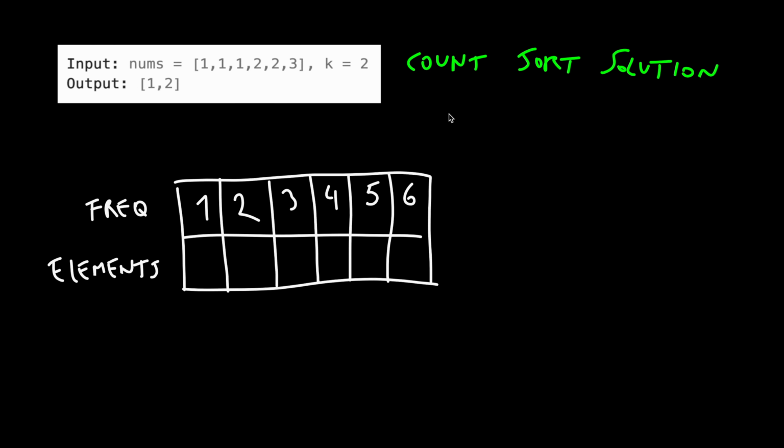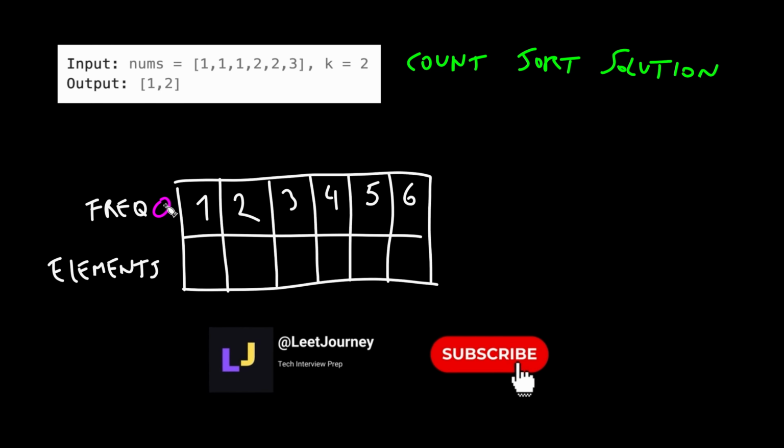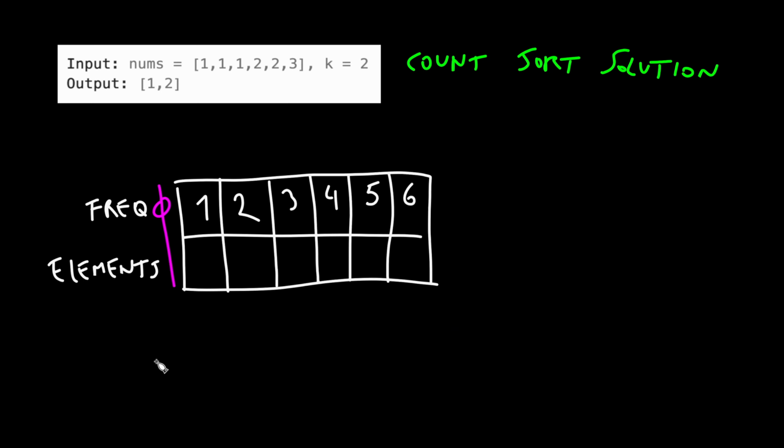Another way of solving this problem would be to use something similar to a count sort. So we would have an array where each position in the array is going to represent the frequency of the elements that are inside the array. So let me explain this a bit better. One thing to note is that there is also position 0, as this is going to be an array, but we are not going to have elements with frequency 0. So that's why I didn't put it here.